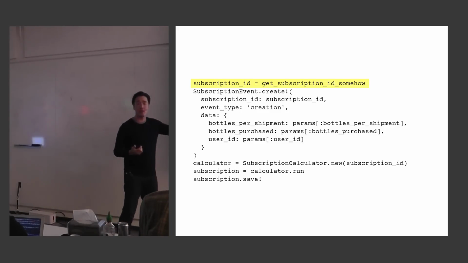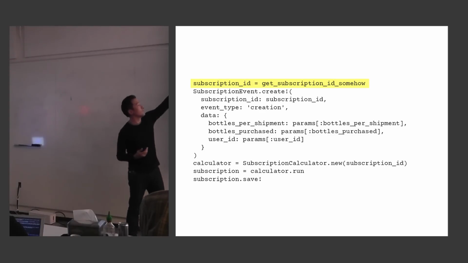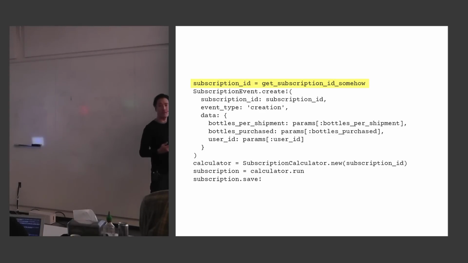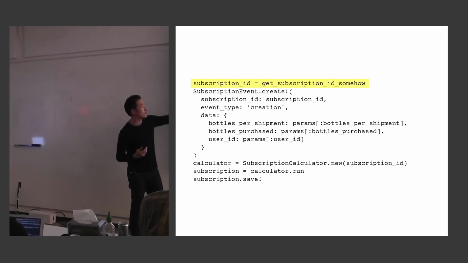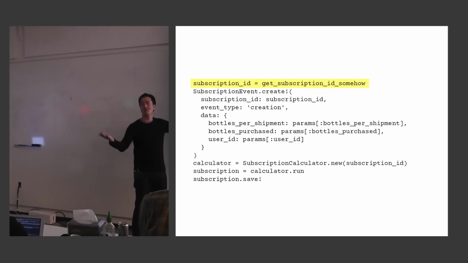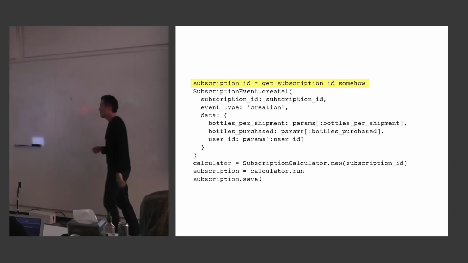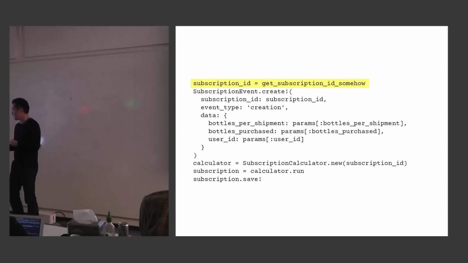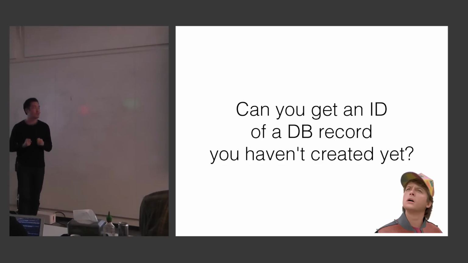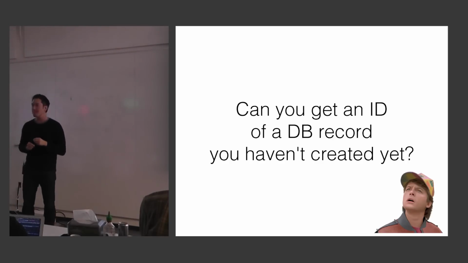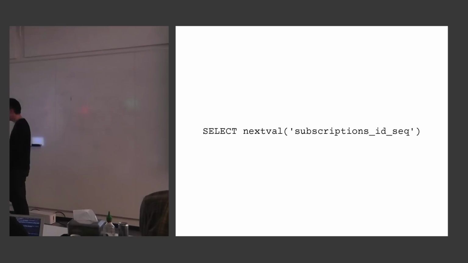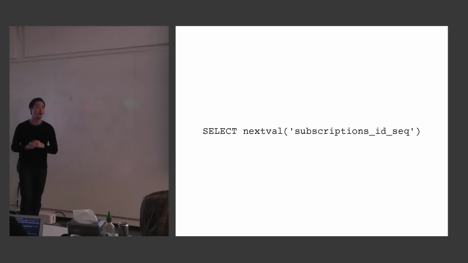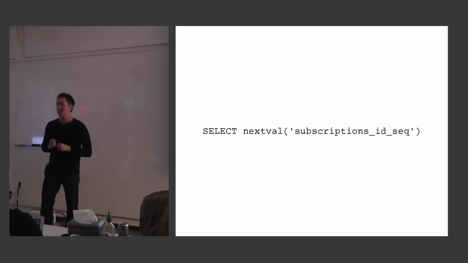You can do this, by the way, right? Rails doesn't stop you from entering subscription ID if it's not attached to a subscription, and then you could maybe modify the calculator so it would also take the ID instead of just a subscription event, and then you'd save it, right? But now you have to figure out, can you get an ID of a database record that hasn't been created yet? And it turns out that you can, depending on the database, with database sequences.